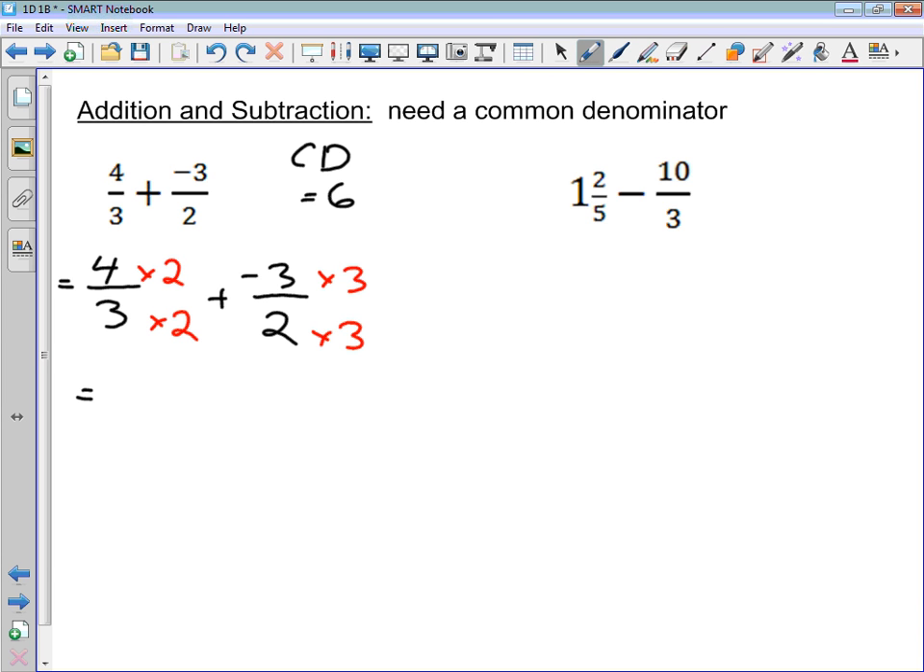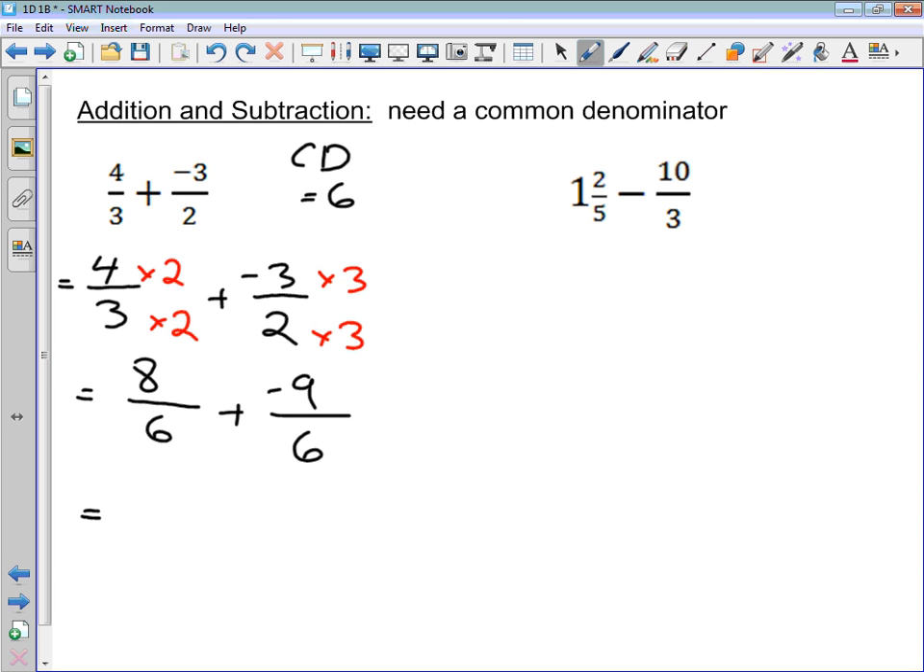So that's going to give me, for my first fraction, 4 times 2 is 8. 3 times 2 is 6. And for my second fraction, negative 3 times 3 is negative 9. 2 times 3 is 6. So there I have 8 over 6 plus negative 9 over 6. I have my common denominator. Now, how do I add these two things together? Anybody remember?